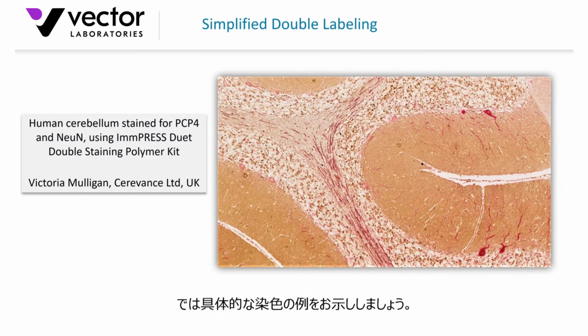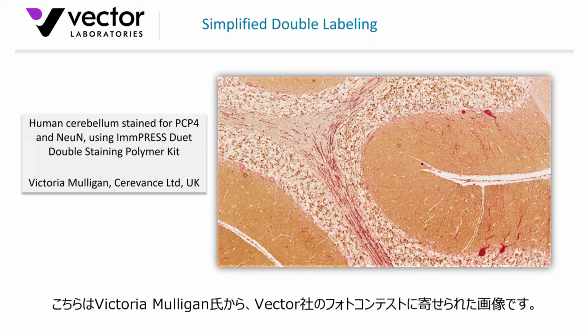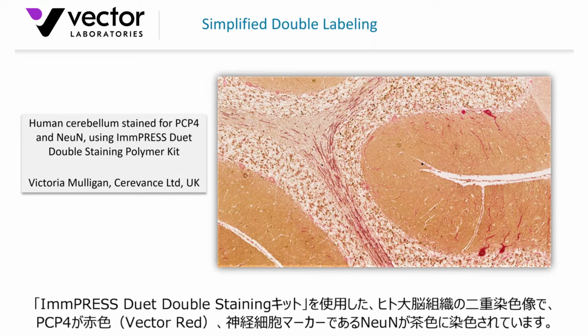And just to give you a real life example of that, an investigator, Victoria Mulligan, had submitted, I should say, this given image as one of our photo contest submissions in a previous year. And Victoria looked at two antigens, PCP4, highlighted by the red staining there, the vector red staining, and NeuN, which is a common neuronal marker there. And this is in brain tissue. Obviously, human cerebellum is indicated there.